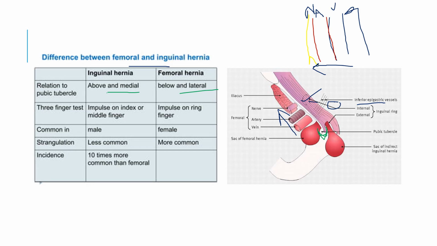Inguinal hernia is common. Actually, inguinal hernia is the most common hernia, but femoral hernia is more common in females. Strangulation is more common with femoral hernia, and inguinal hernia is 10 times more common than femoral in both females and males.